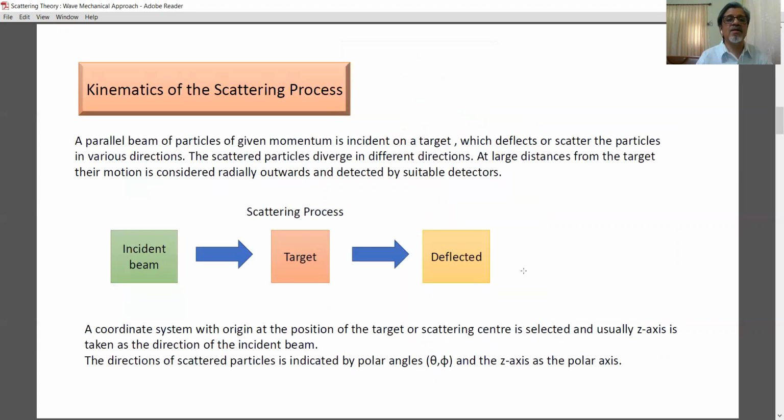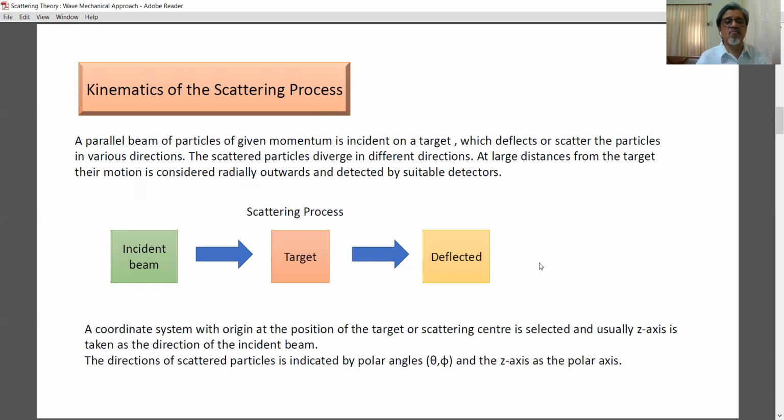Now we come to the kinematics of the scattering process. A parallel beam of particles of a given momentum is incident on a target, which deflects or scatters the particles in various directions. The scattered particles diverge in different directions at large distances from the target. Their motion is considered radially outward and detected by a suitable detector. In a block diagram, it is very simply explained over here: the incident beam hits the target and gets deflected. The process is shown with three blocks.